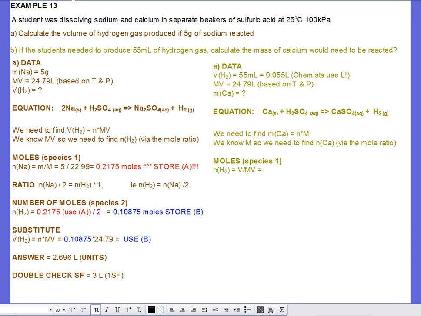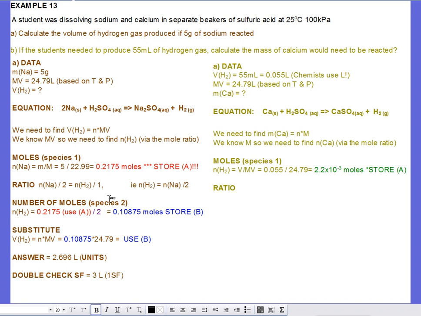Moles equals volume divided by molar volume. We already know the volume of hydrogen gas is 0.055 litres. Divide that by, that should say 24.79, I apologise, not 22.79. Divide that by 24.79. That should give us 2.2 by 10 to the minus 3 moles of hydrogen. I'm going to store that as A in my calculator memory.